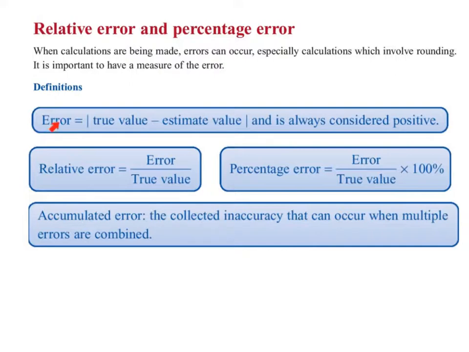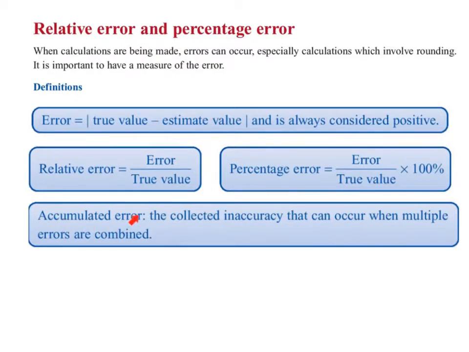So error is equal to the modulus, so these lines here mean modulus, which means the positive value, of the true value minus the estimate value, and is always considered positive. Relative error is equal to the error divided by the true value. Percentage error is equal to the error divided by the true value multiplied by 100%. So basically the relative error multiplied by 100%.